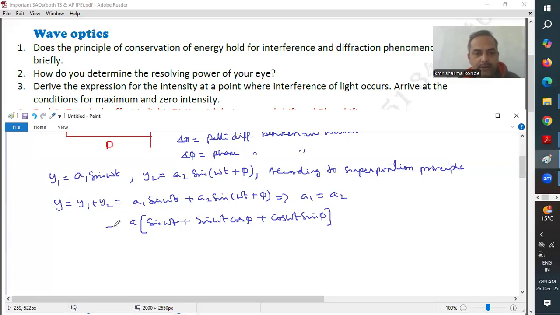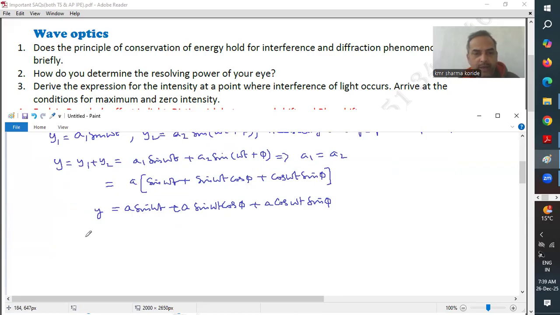Let us continue. A sin omega t plus A sin omega t cos phi plus A cos omega t sin phi. So this is all equal to the resultant displacement.